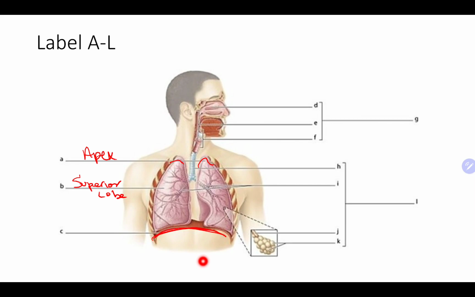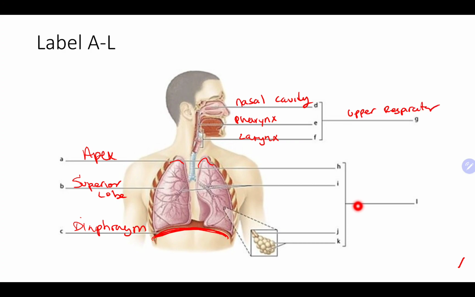C is going to be that muscle right there, that diaphragm. D is really the nasal cavity, whereas E is going to be that pharynx area. The pharynx consists of the oral, the nasal, and the laryngeal pharynx. And F is going to be the larynx. And that's going to all make up your upper respiratory system.